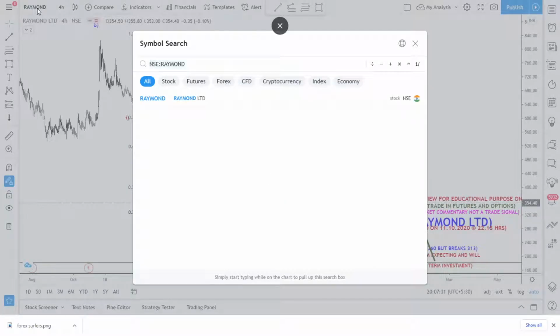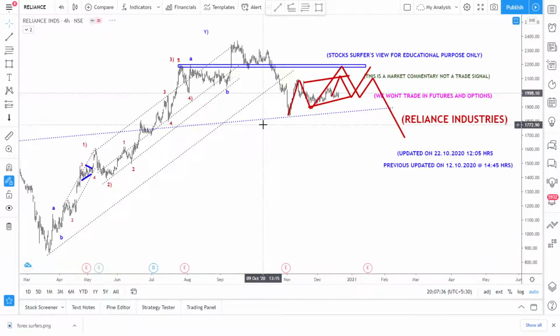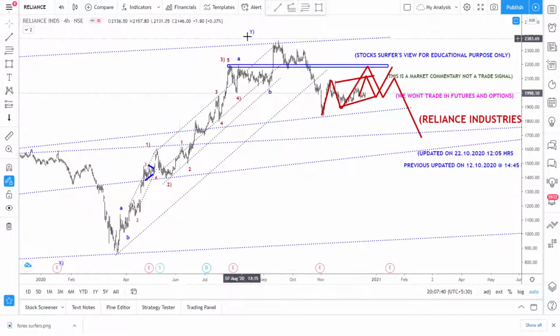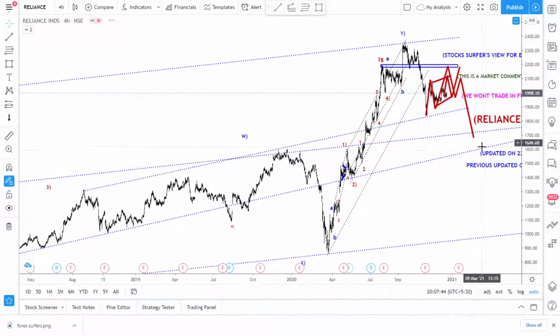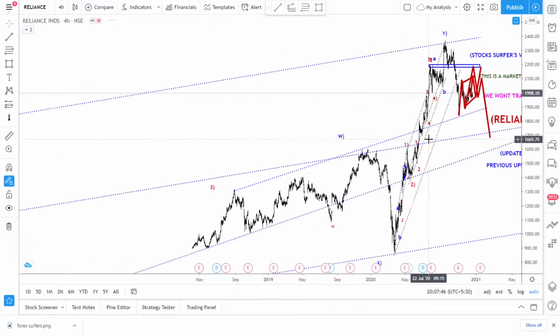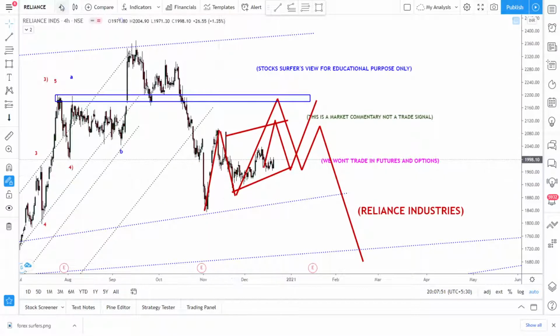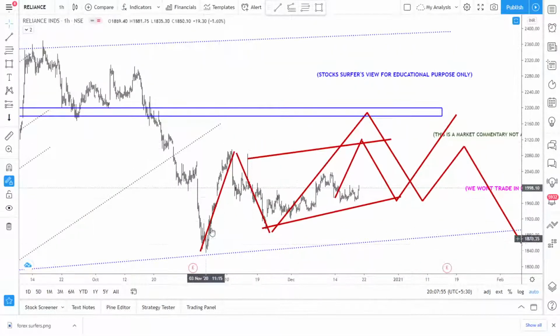So let's move on to Reliance. Reliance is also the same as what I expected, it's doing the same. From here is the end of the trend Y wave, and I'm expecting it nearly to that 1600 zone for the three-wave structure. So here a correction is going on. So what will be in that 1 hour? This is an impulsive wave, so we are in the correction part.